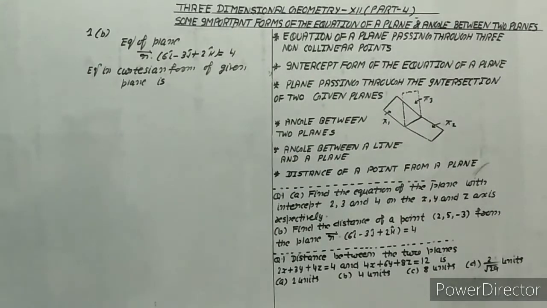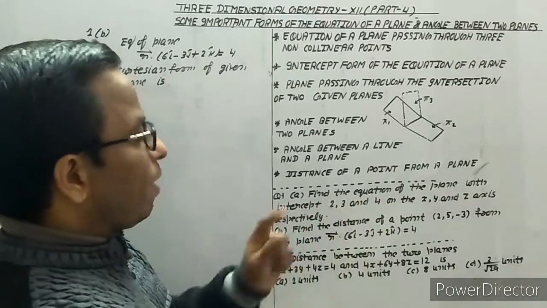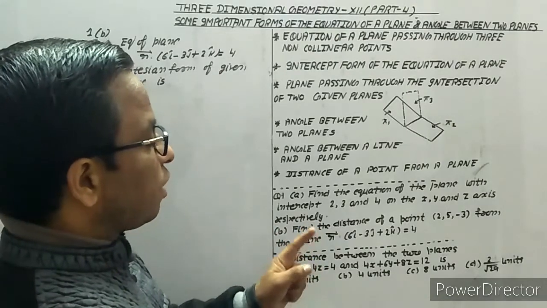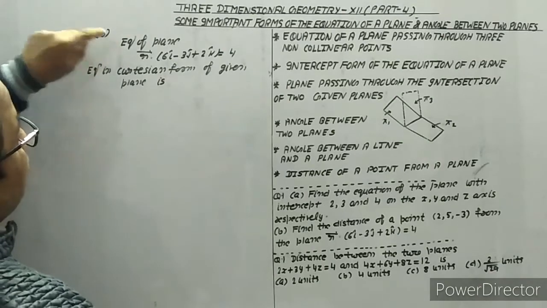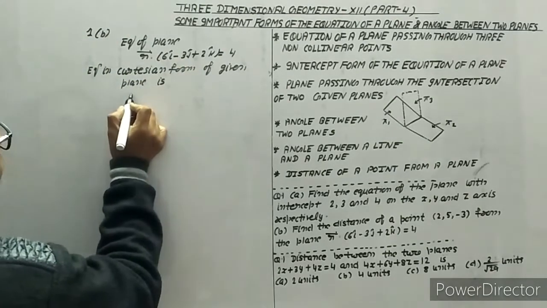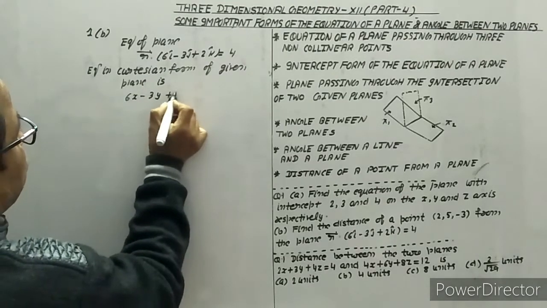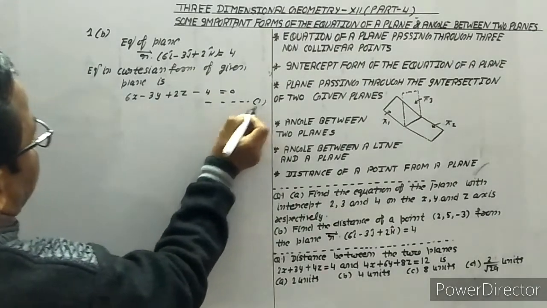Now let's do the solution of question number 1 b part. Find the distance of the point (2, 5, minus 3) from the plane r dot (6i minus 3j plus 2k) is equal to 4. So this is the vector form. The equation in Cartesian form of the given plane is 6x minus 3y plus 2z minus 4 is equal to 0. This is equation number 1.